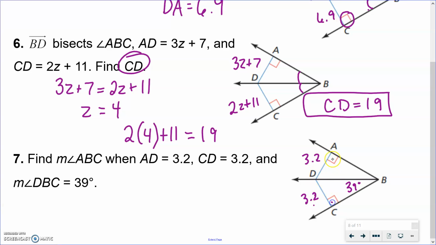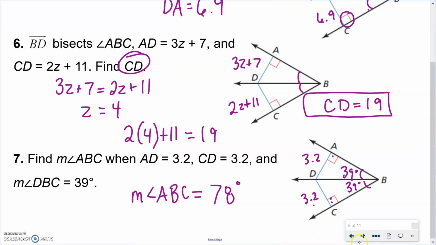Okay, well, there's key points here. These are both the same, and these are right angles. So we know this angle here is being bisected. And so if this is 39, then this is also 39. And so we know the measure of angle ABC is both of those 39s added together, which is 78 degrees.